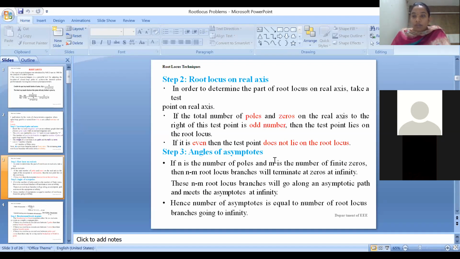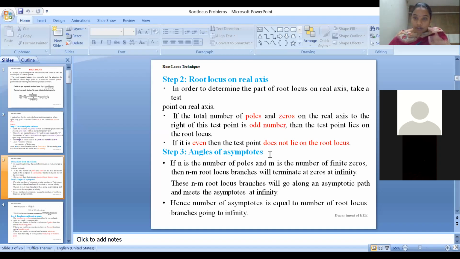So what is the first step? You need to locate the open loop poles and zeros. The second step is to identify whether you have any root locus on the real axis. As I said, you have the y-axis as the imaginary axis and the x-axis as the real axis. So identify whether you have any root locus on the real axis. How can you find this out? As I said, you need to take a test point. How do you take the test point?